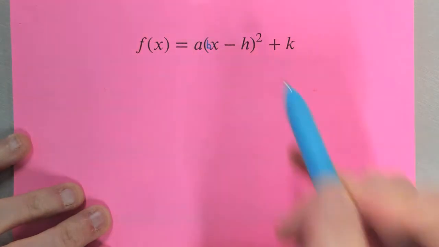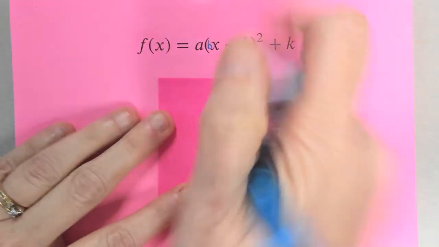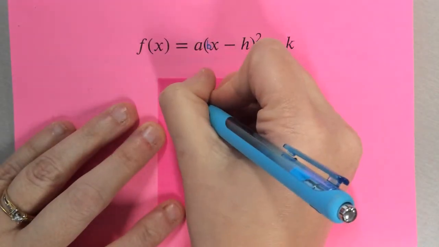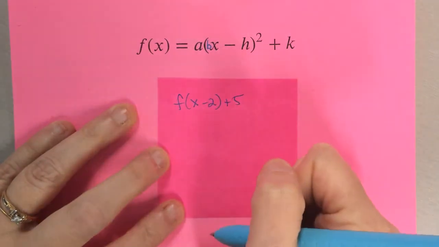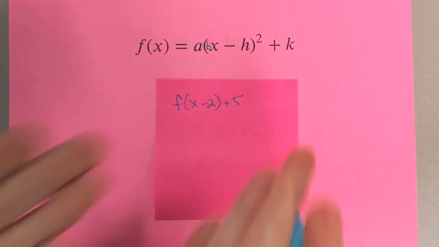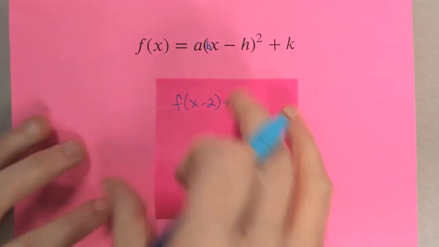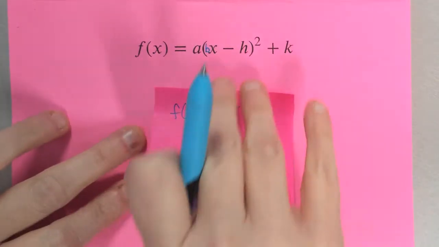We're going to see stuff that looks like, let me just show you an example, f of x minus 2 plus 5. And they'll ask you what's happening, okay? And tomorrow we're going to learn how to turn that into this so you can put it in your calculator.